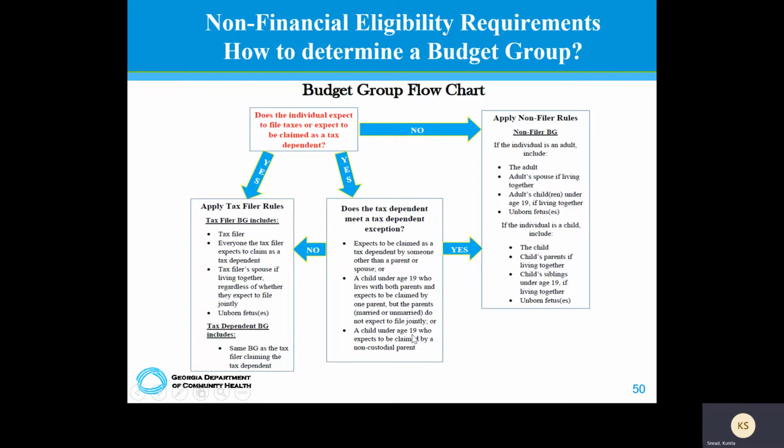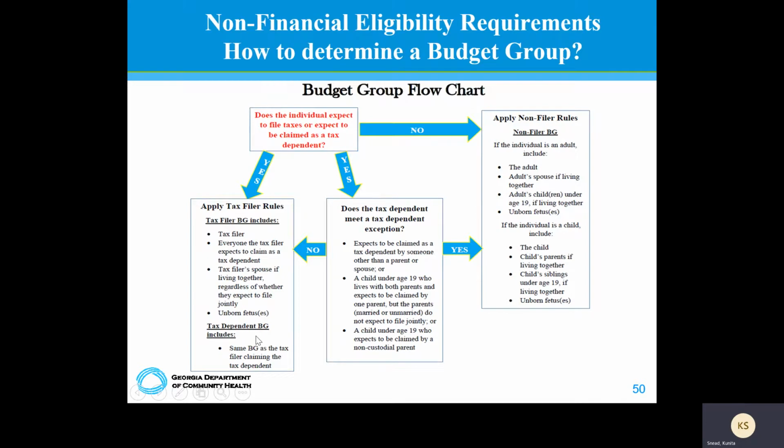The last one is the child under the age of 19 that expects to be claimed as a tax dependent by the non-custodial parent. So that means that that tax dependent is living with one parent, but then their other parent is living somewhere else, and that particular parent is claiming them as a tax dependent. So that means that they will meet that exception, and you apply the non-tax filer rules. So if you go through these 3 exceptions and they do not meet one of these exceptions, then you're going to follow the arrow that says no, and you're going to apply tax filer rules.